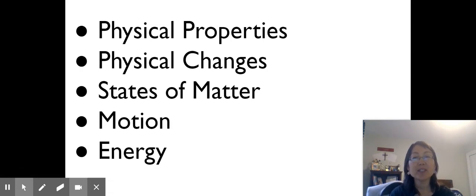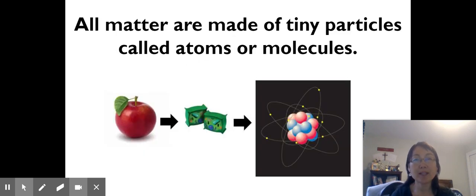Hi everyone, today we're going to learn a few physical properties and physical changes in the states of matter, and we're going to understand the difference between different states of matter in terms of motion and energy. So we said everything in the world is matter.